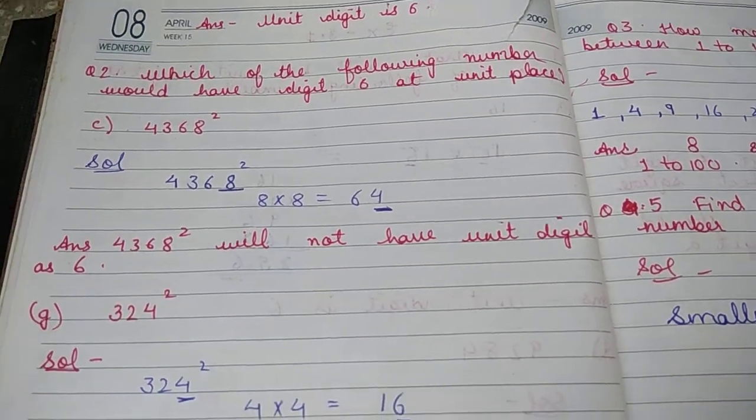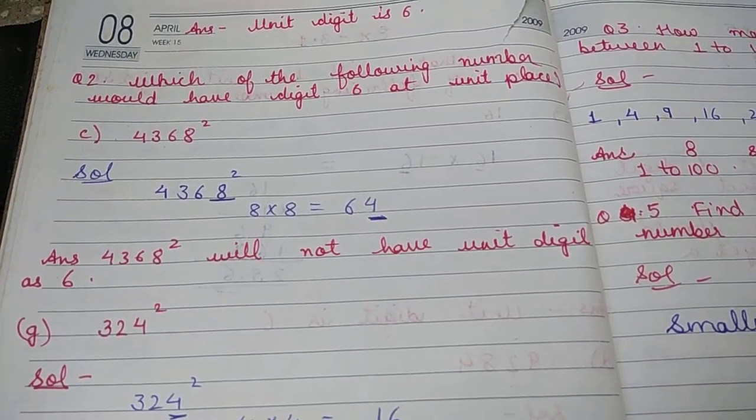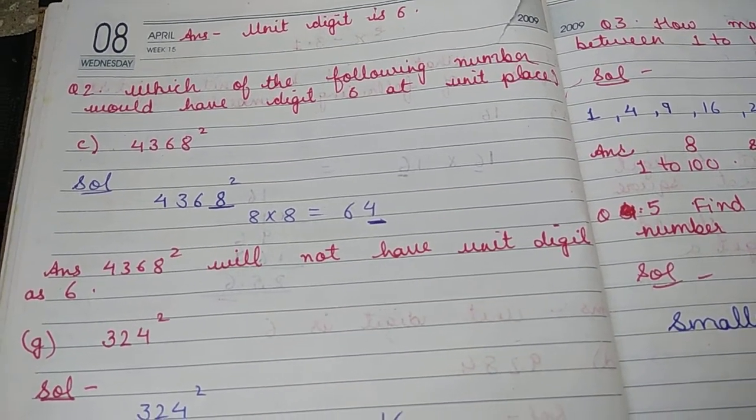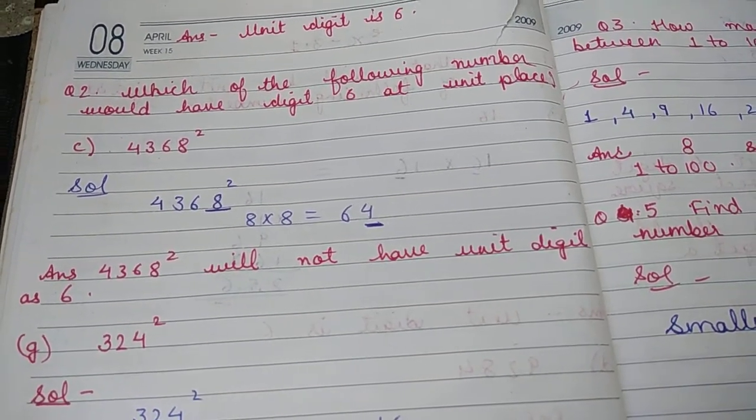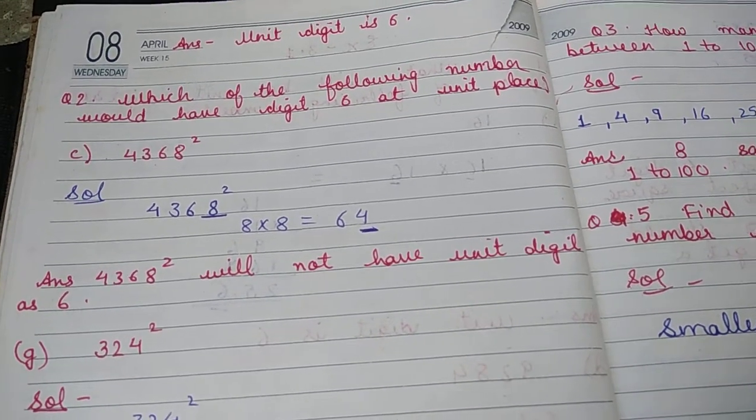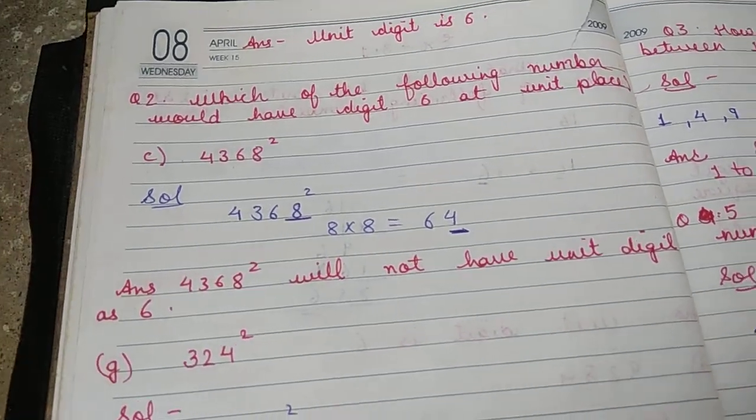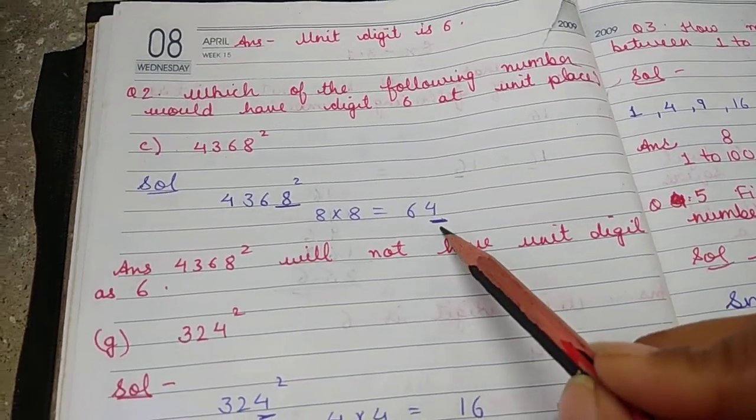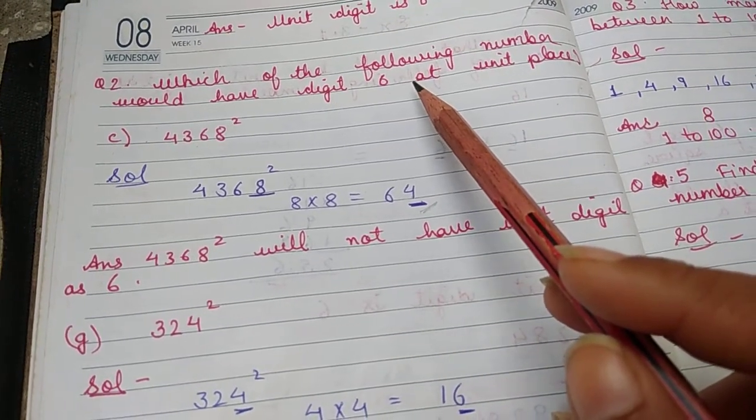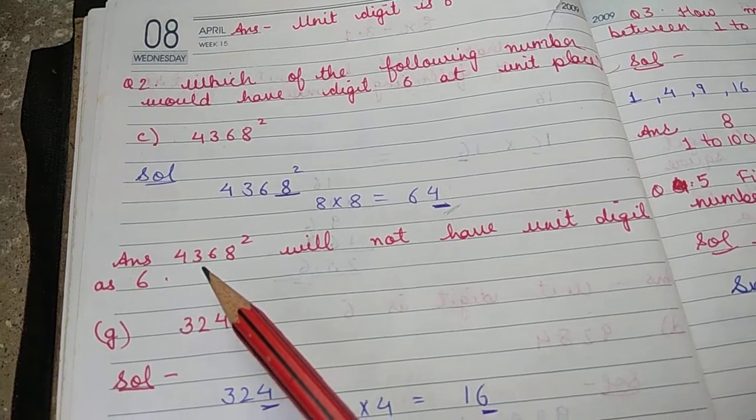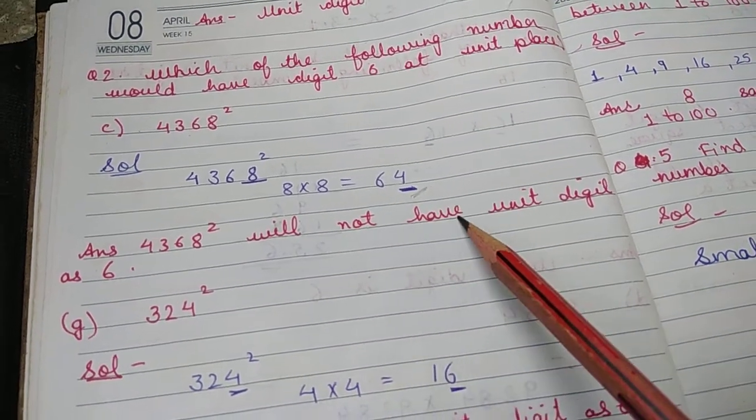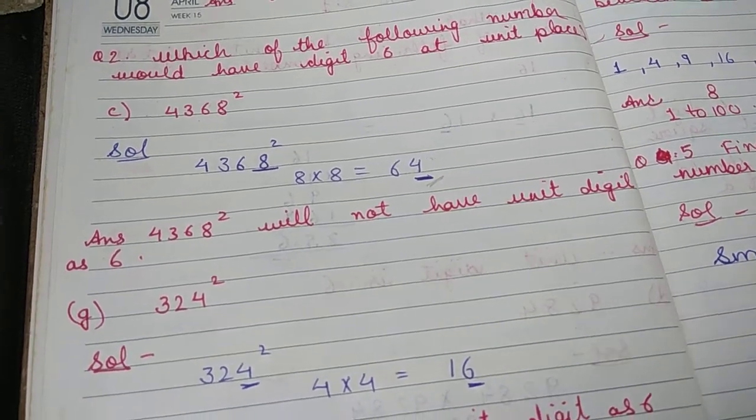Okay, so the question here is 4368. So the last digit in this number is 8. So I have taken 8 and multiplied it by 8 again. Okay, 8 8s are 64. So the last digit of the square of 4368 would be what? 4, which is not 6. They are asking which number would have 6 in the last digit. It has 4. So the answer statement would be: 4368 square will not have unit digit as 6.